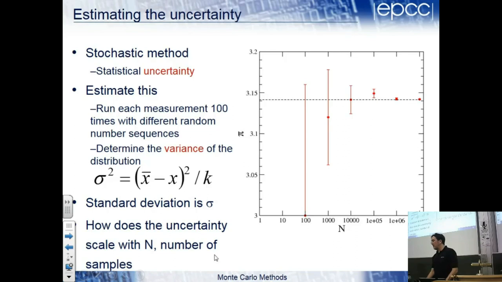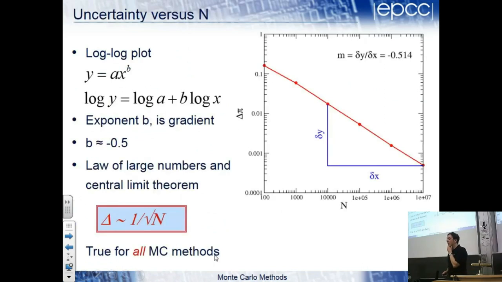So the standard question is, how does the uncertainty scale with n, the number of samples? If you just plot this, you'll see on a log-log plot that you get a slope of about minus a half. We did it numerically here, but you can do a bit of theory, and the law of large numbers, something called the central limit theorem, tells you that the error in your result scales as 1 over the square root of n. I've just shown you a few graphs here to show this is true in practice, but you can look up any textbook and it'll give you some derivation of this.